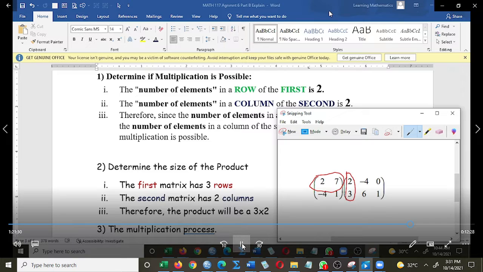Go start from the beginning. The row of the first matrix has two columns, and no, no, no. Take your time. Look at this written there. Take your time.